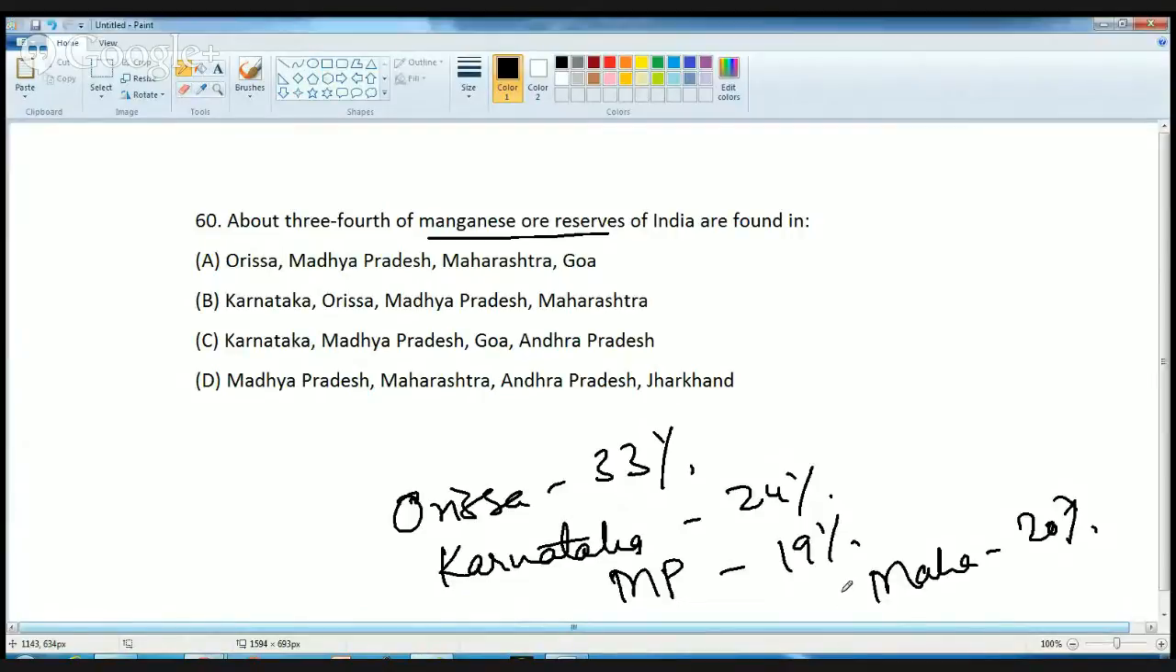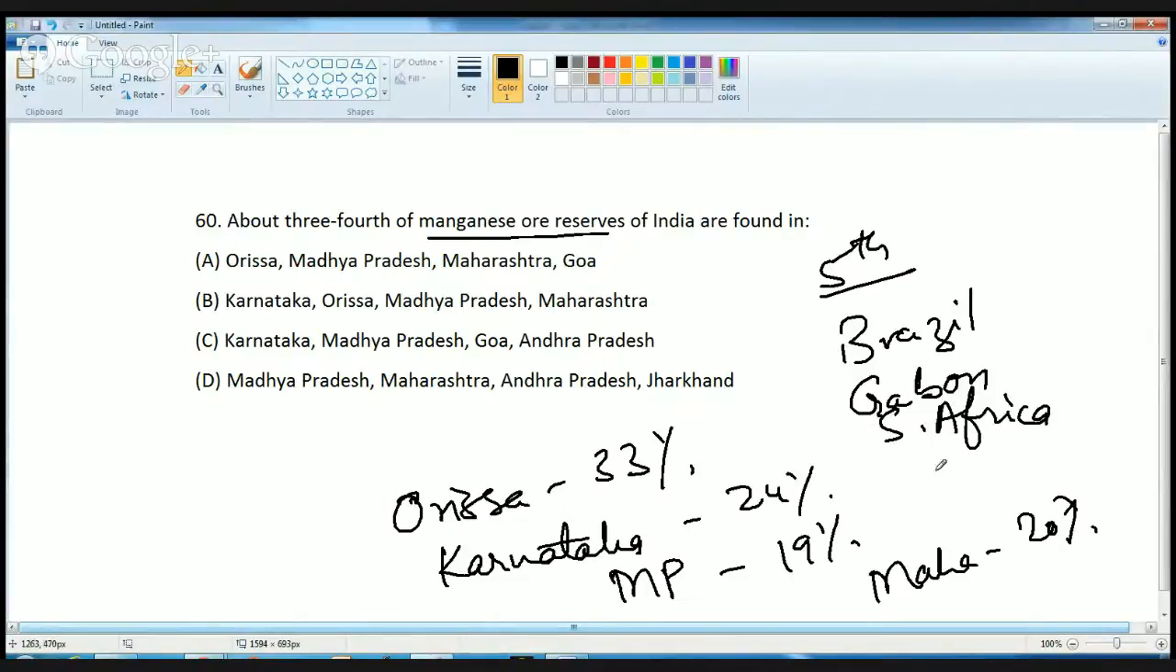Worldwide, India is the fifth largest producer of manganese, and that comes after Brazil. So Brazil is the first country, then is Gabon, then you have South Africa and Australia, and the fifth is India. So this is the sequence for production of manganese ore.